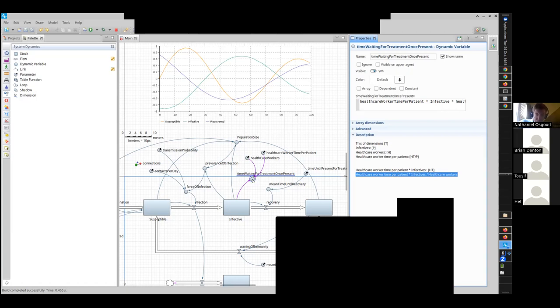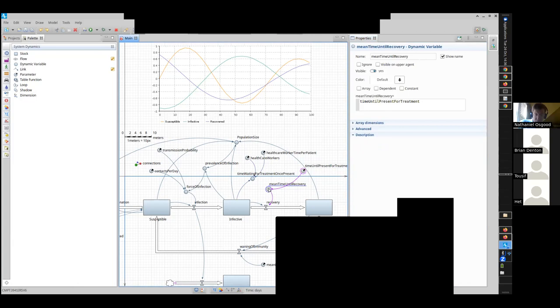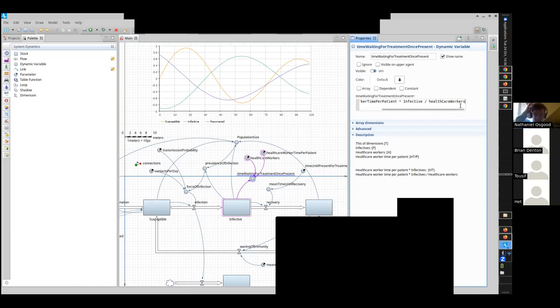Okay, so that's the time waiting for treatment once they present, and there's the time until they present for treatment. What's the total time until they recover? Did I put in times? Oh my goodness. By the way, if we enabled formal unit checking, it would have flagged that. Would that give something of the correct dimension? No, it's not correct dimensionally. Oh, it would be horrible. It'd be H squared T. Healthcare workers times healthcare worker days, or something like that.